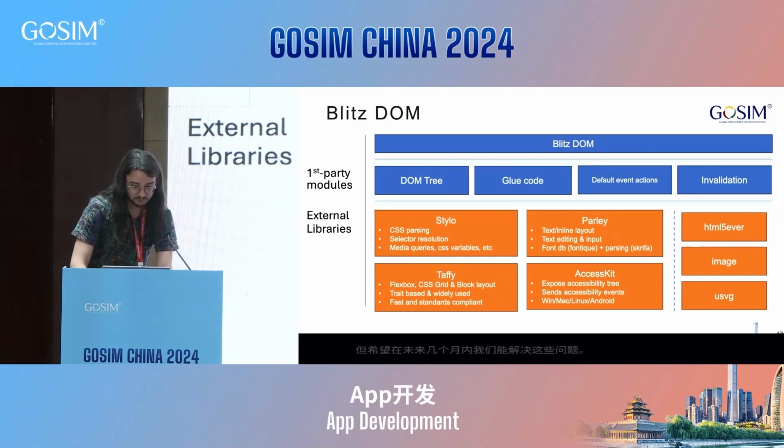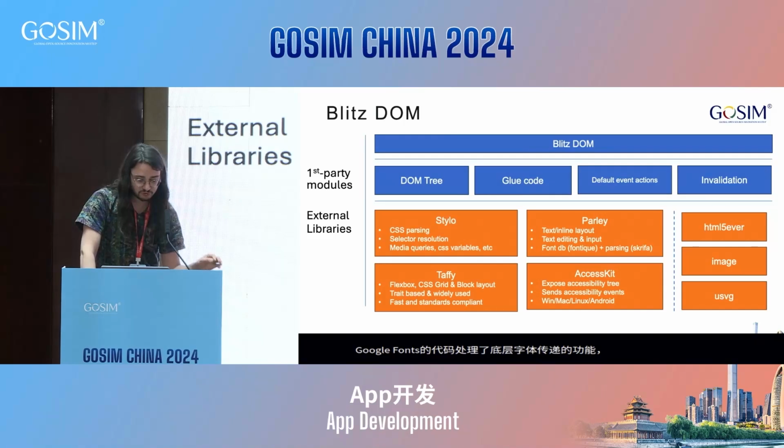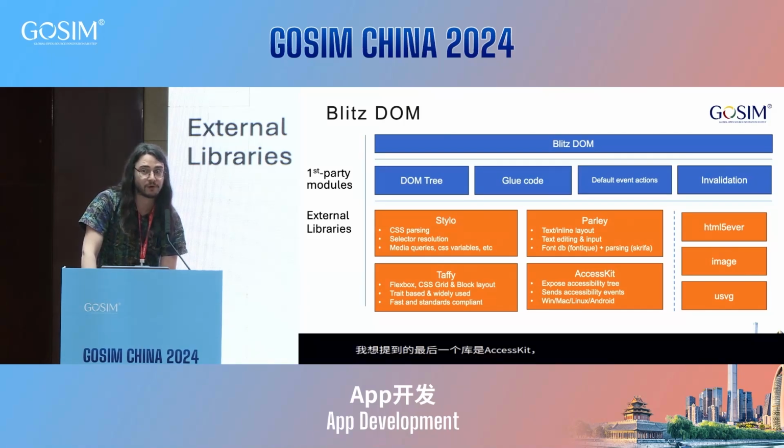And then the final library I want to mention is AccessKit, which does accessibility trees on native platforms. It's a very cool library. It means that we only have to write our accessibility tree integration code once, and it works across all of the platforms.